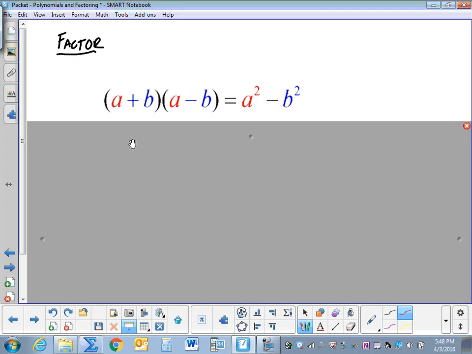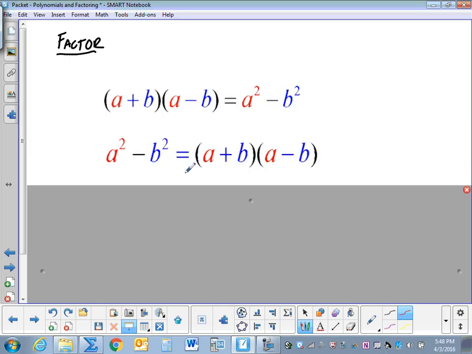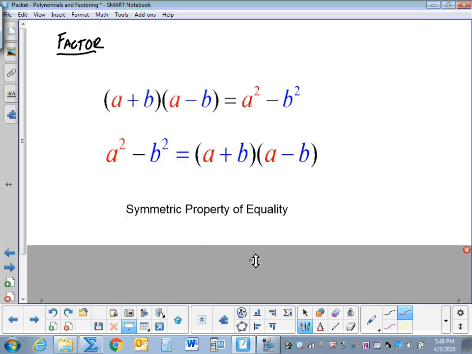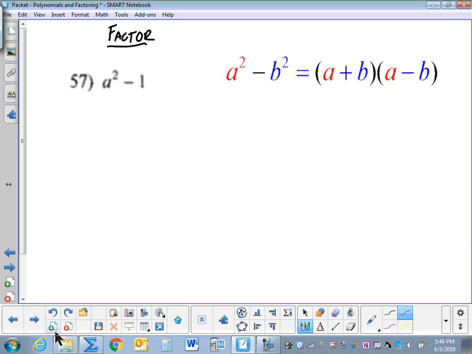All right, now we're going to factor. We were multiplying before, and we know if we multiply two numbers to get a number, then we can factor that number to get the factors. And again, we can do this because of the symmetric property of equality. So we're going to just work backwards here.